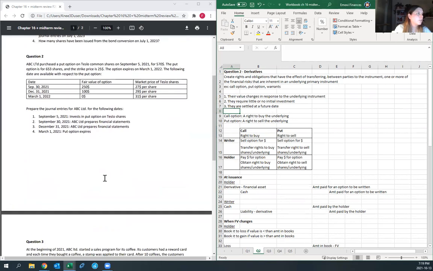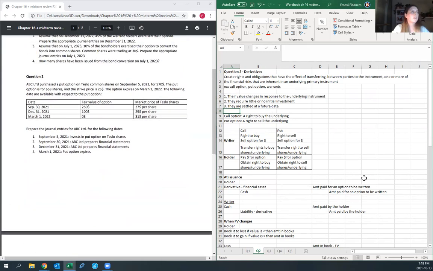All right, so question 2, derivative. You might have some questions on it. It might be 1 or 2 in the multiple choice. I wouldn't focus too much on it. Maybe focus more on convertible debt when you're studying, because you might have maybe a long problem on it or something like that. This is important, but I would say not as much as convertible debt for chapter 16.